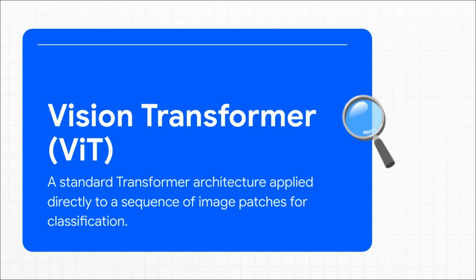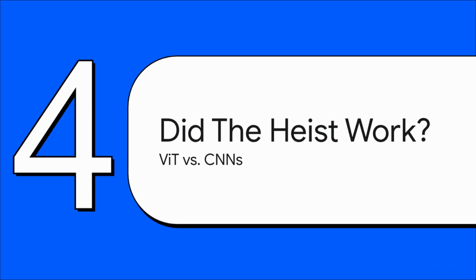And this whole brilliant strategy, this team of experts reading a picture like it's a sentence, it has an official name, the Vision Transformer, or ViT for short. It was literally taking the transformer from the world of language and just applying it to pictures. So the plan was brilliant, right? A totally audacious raid on an idea from a completely different field of AI. But did the heist actually work?